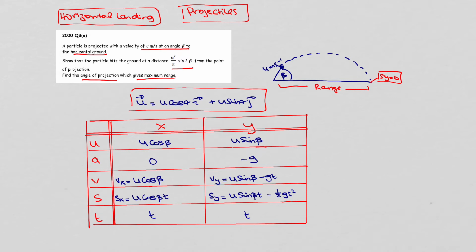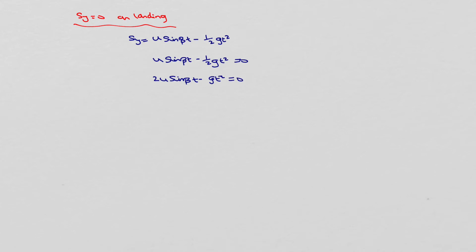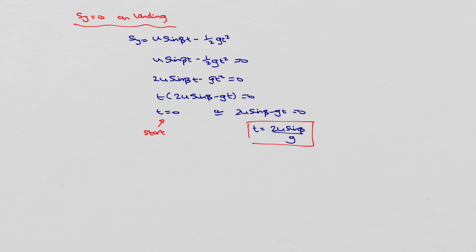So we need to find when our object is landing, in other words, what is our time of flight. So we say that our sy is equal to 0 on landing, so u sine beta t minus a half gt squared equals 0. I'm going to multiply across by 2, and then factor out t as being common, which leaves me with t times 2u sine beta minus gt. So by letting t equal to 0, or 2u sine beta minus gt equals 0, I can see that my time must be 0 at the start, because it hasn't left the ground, and then t must equal 2u sine beta divided by g on landing. In other words, this is our time of flight.